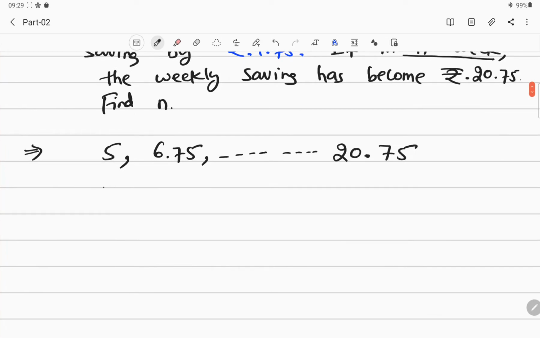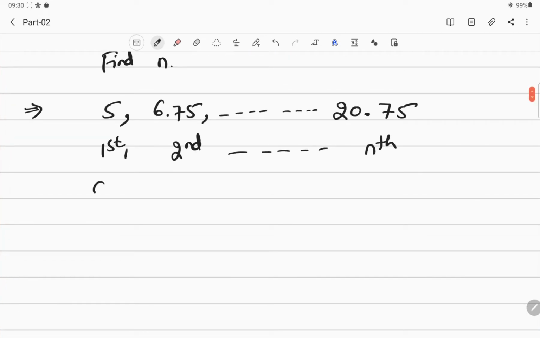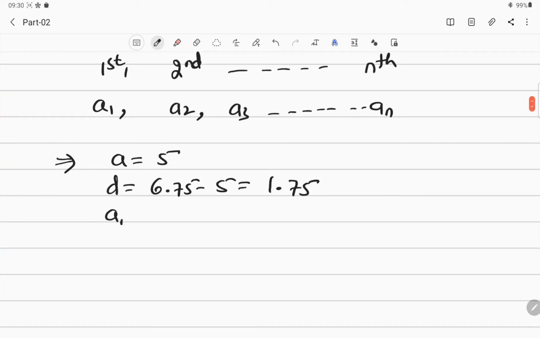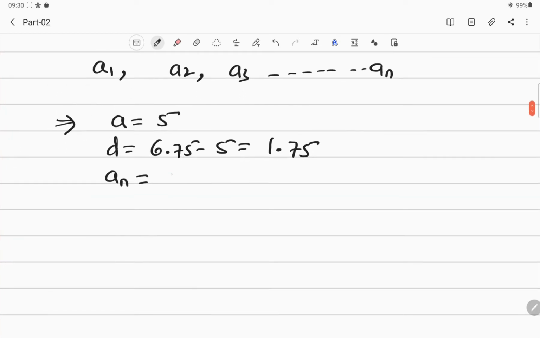This is the first week, this is the second week, and this is the nth week, correct? So we can call them a1, a2, a3, like that up to an. Now we want to find the value of n. It's quite simple, no? So a is equal to 5 and d is equal to 6.75 minus 5, that is 1.75. Then the value of an is 20.75, and an means what is the formula?